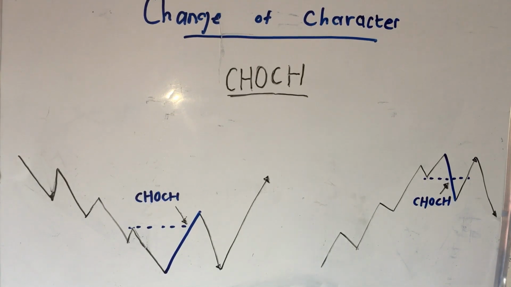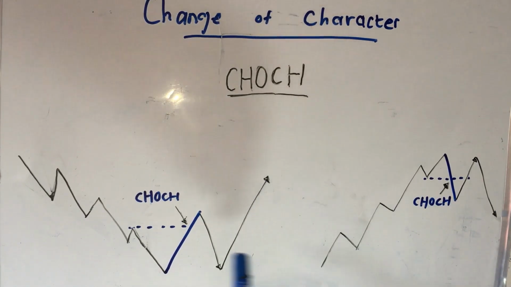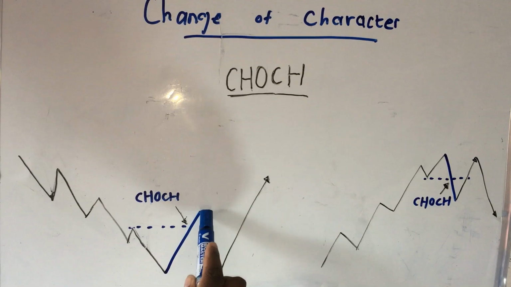So how do we identify that this trend is going to change direction and move to the upside? We look at something called a choke. Like I explained before, when we were talking about order blocks, we look at the impulsive movement. Same thing as a change of character. That break of the previous high is actually called a choke.